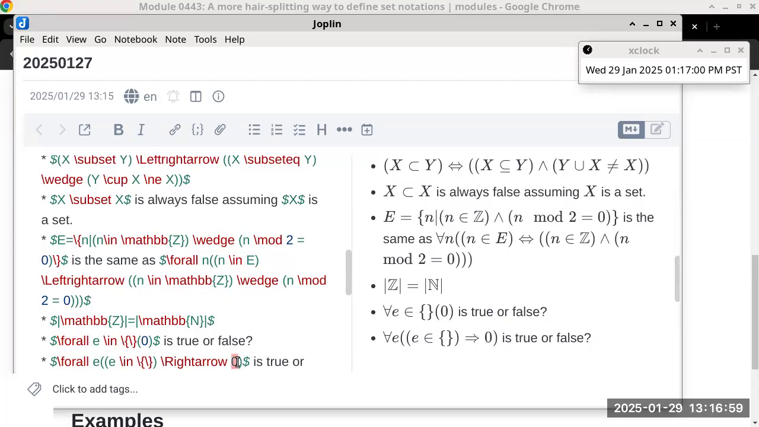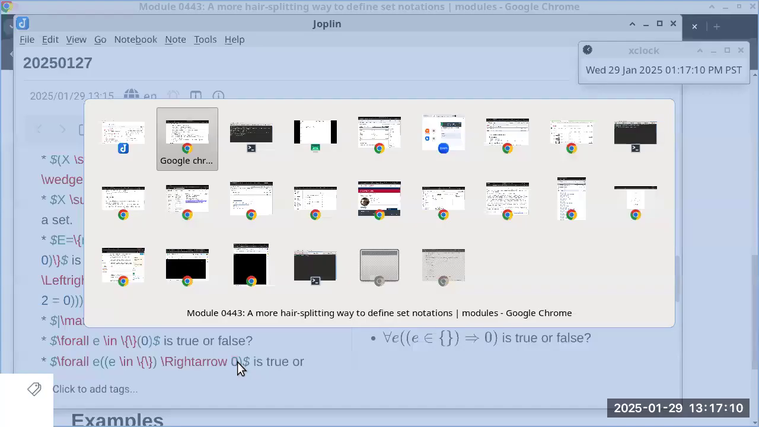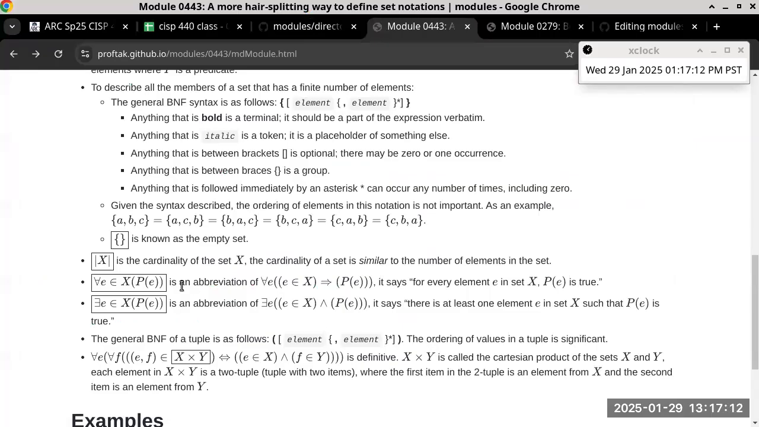The zero is coming from here. Yes, because the zero is what P of E is. P of E is simply saying, I don't even care what E we are looking at. False. That's all it's saying. It's always false, false, false, false.